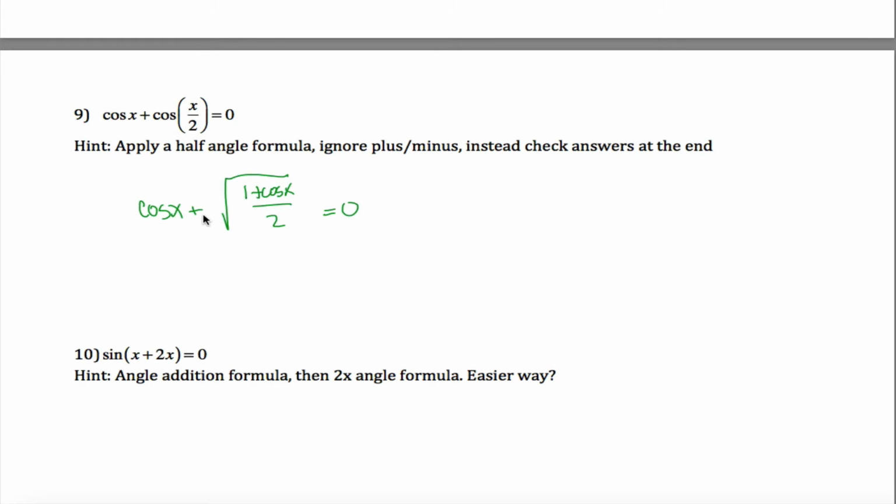So fine, make it positive. How are you going to get rid of the square root? Well, I would subtract the radical to the other side of the equation so that I can square both sides of the equation.